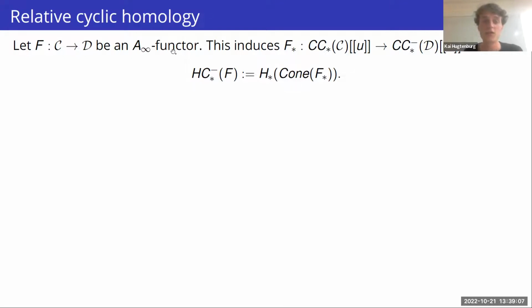Yes, so given this A infinity functor F, I construct this negative cyclic homology of this functor, which is given by the homology of this push forward map on negative cyclic chains.